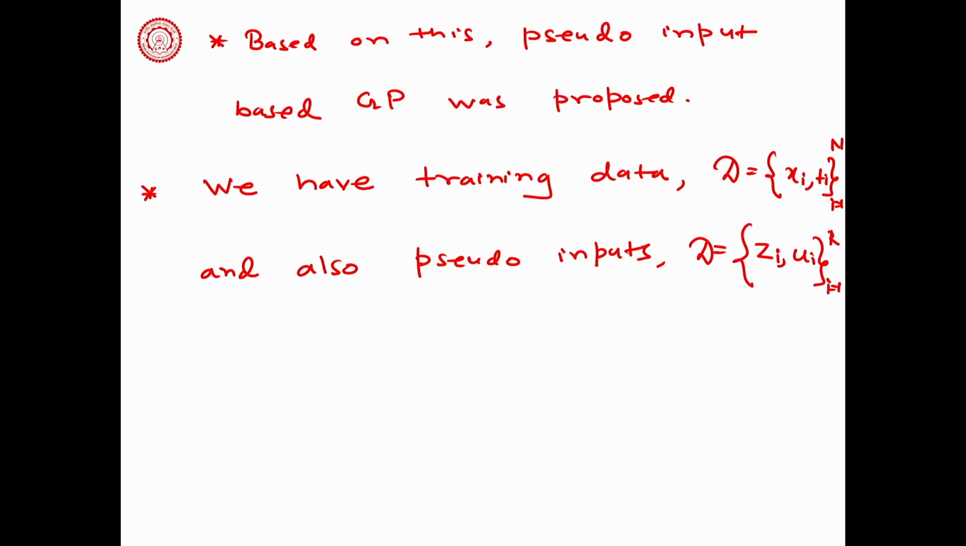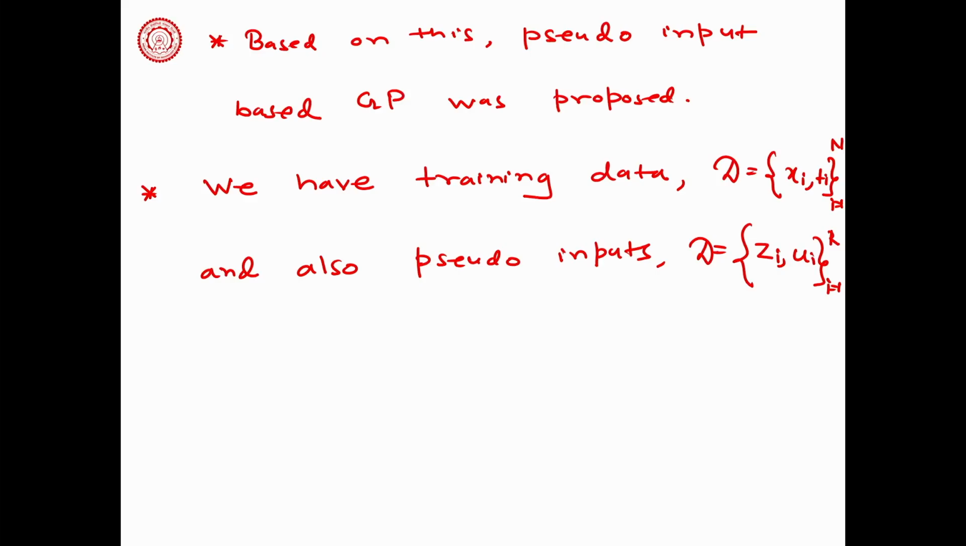Okay. What is u_i? The output corresponding to z_i, which we do not know. So, that is why these are pseudo inputs. z_i are the pseudo inputs, u_i are the responses corresponding to the pseudo inputs, but we do not have any measurements, we do not know them, but had we measured, we would have got u_i or something like that. Clear? So, u_i are the pseudo outputs, z_i are the pseudo inputs, x_i and t_i are my training data.